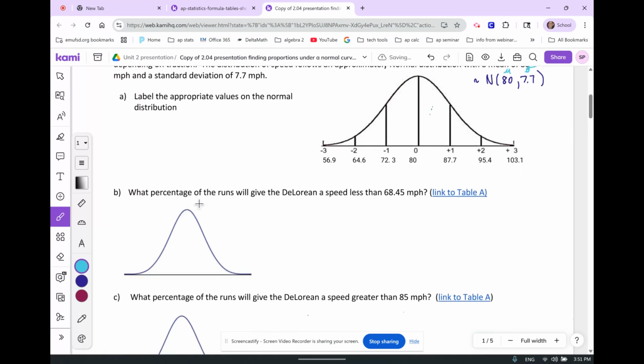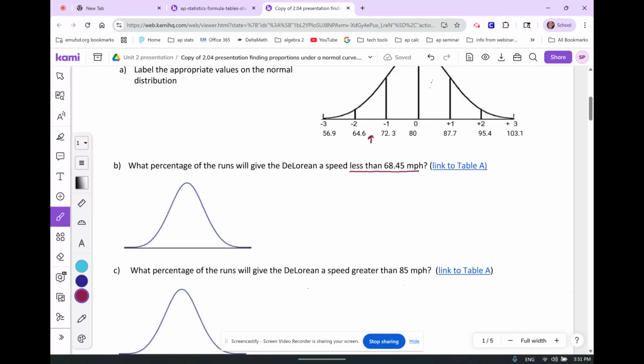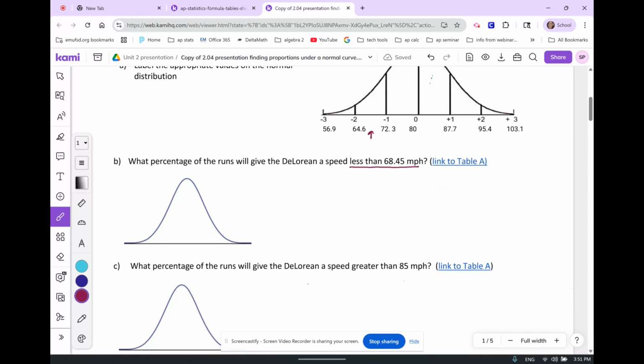Okay, so part B, what percentage of runs will give the DeLorean a speed less than 68.45? Well, 68.45 is between -1 and -2. So I can't use the empirical rule here because that data value is in between -1 and -2 standard deviations. So what are we going to do? I'm going to show you.